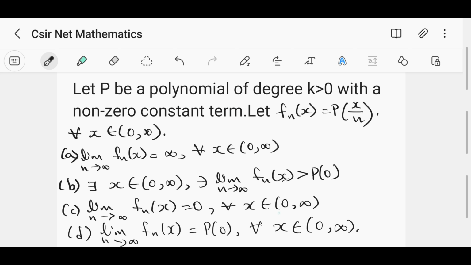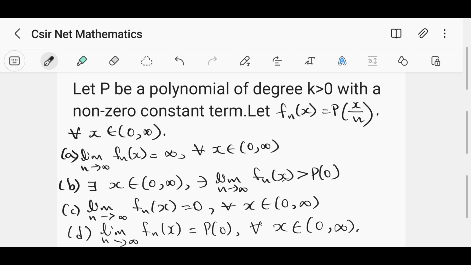Option A: limit n tending to infinity f_n(x) equals infinity for all x belonging to (0, infinity). Option B: there exists an open interval of x belonging to (0, infinity) such that limit n tending to infinity f_n(x) is greater than P(0). The other option says limit n tending to infinity f_n(x) is equal to 0 for all x belonging to (0, infinity). The last option says limit n tending to infinity f_n(x) is equal to P(0) for all x belonging to (0, infinity).